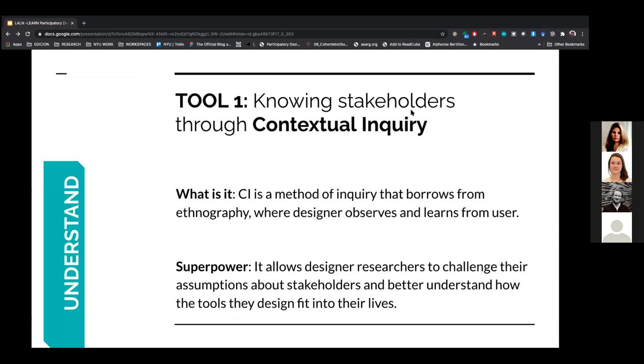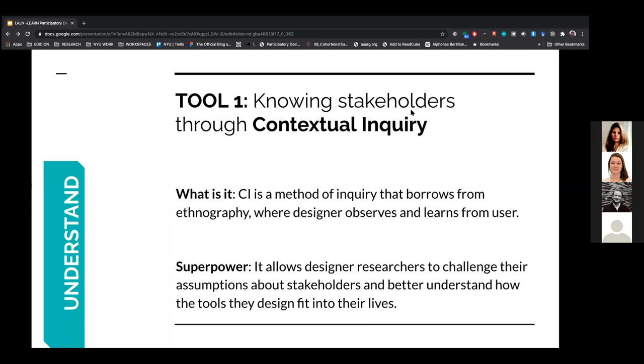It has been used a lot in learning analytics design, and it's contextual inquiry, which is a method of inquiry that borrows from ethnography. Essentially, we have the designer observe the learners and the user. Its superpower is that it allows designer researchers to challenge their assumptions about stakeholders and better understand how the tools that we're creating can fit into our stakeholders' lives.